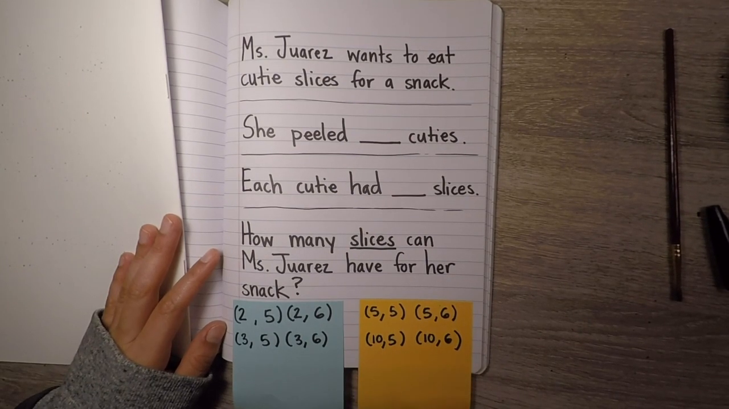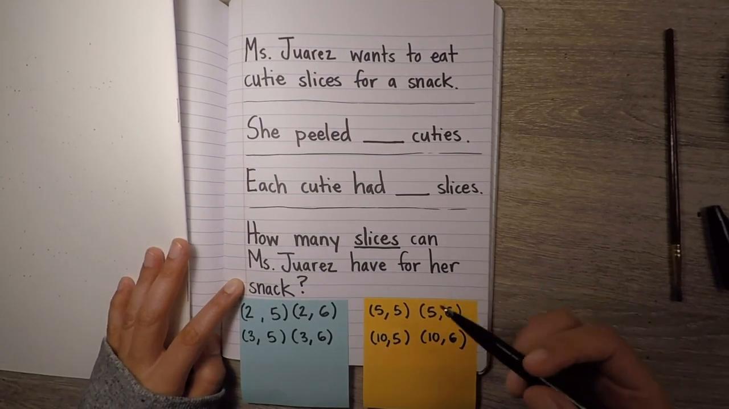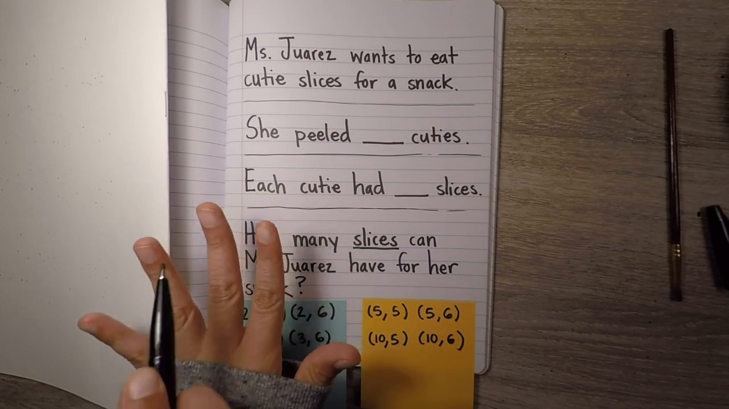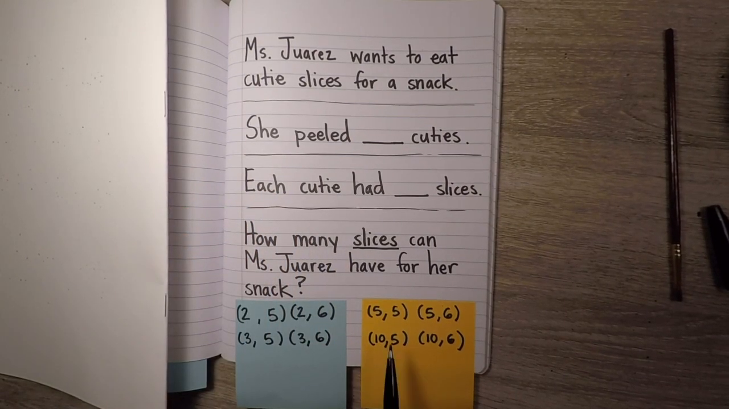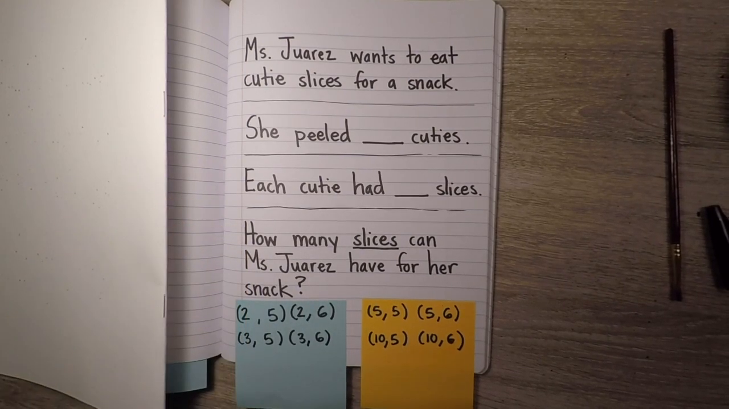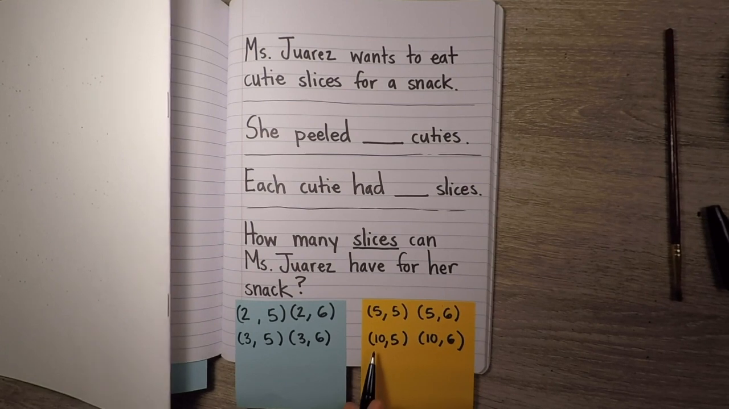Now let's look at the next set of numbers you have an option to work with. In this first number set, in the orange problems, I peeled 5 cuties. Can you see those 5 cuties? Can you count out 5 cuties? 1, 2, 3, 4, 5. And in each cutie, there were 5 slices. And the next number set, I still peeled 5 cuties, but instead of there being 5 slices, there were 6 slices in each cutie. And the seventh number set, there were 10 cuties that I peeled. 10. That's double the amount as the number set right above it. And in this number set, just like in the one right above it, each cutie had 5 slices. In this number set, I peeled 10 cuties, and each cutie had 6 slices.